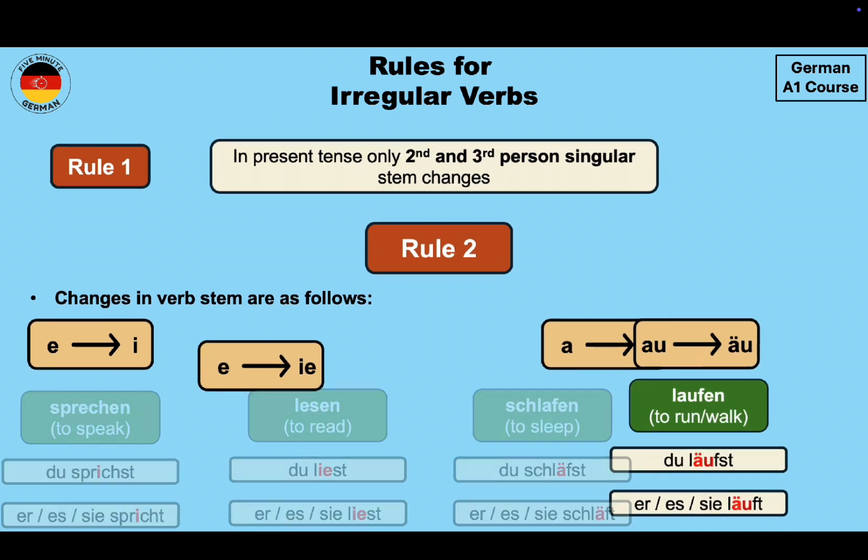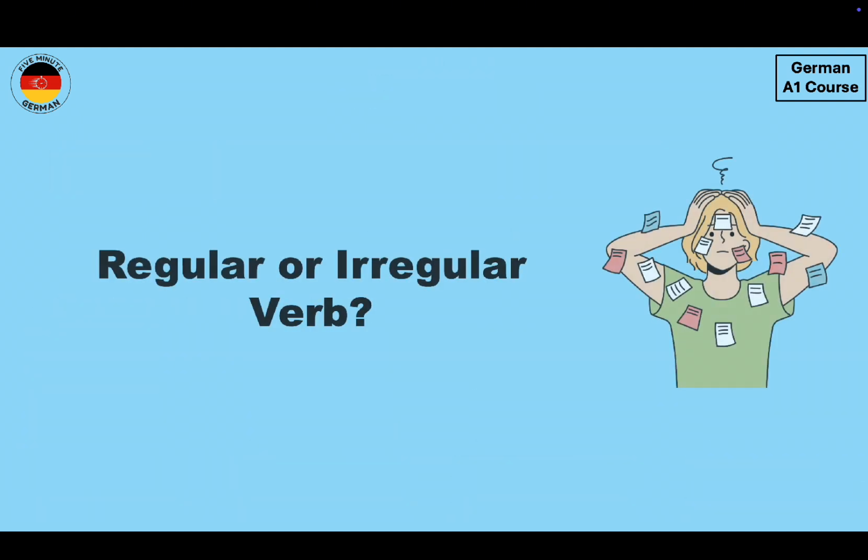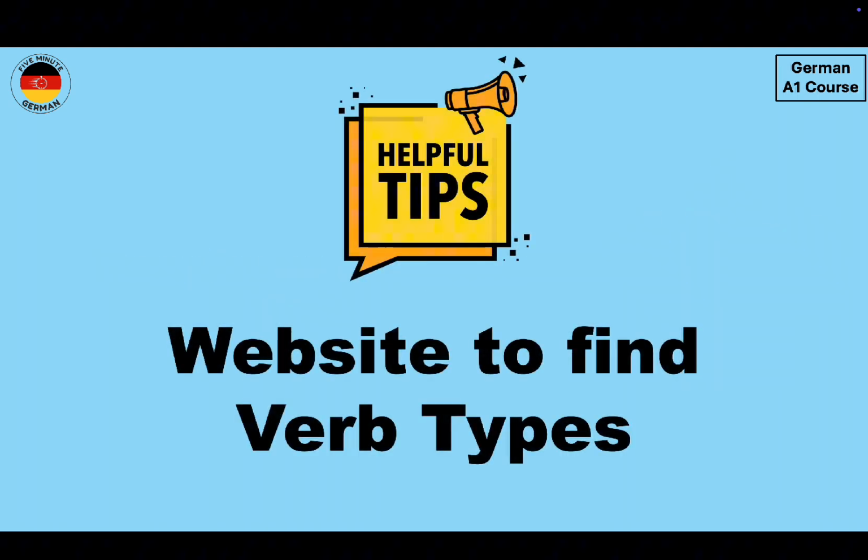So here's an overview of both the rules. You can take a screenshot of this so that you can take a look at it whenever you want. Now how will you know if a verb is regular or irregular? Do you have to memorize it all? No, you don't have to, because I will tell you a website where you can find the verb types, whether a verb is regular or irregular.